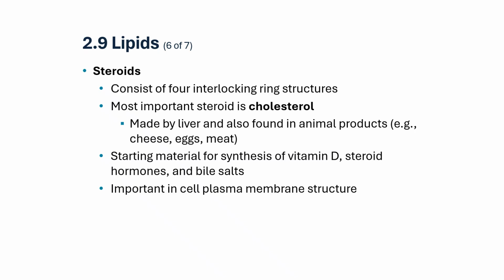Some other lipids that are important are steroids. These are going to consist of four interlocking ring structures. The most important one in our bodies is cholesterol. A lot of times this gets a bad rap because if it's too high, but we do need cholesterol. This is made by the liver, also found in animal products such as meat, cheese, eggs. We need cholesterol to synthesize vitamin D, to have steroid hormones, and bile salts. It's also important in the plasma membrane structure.